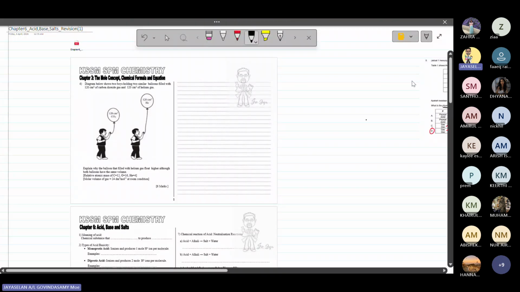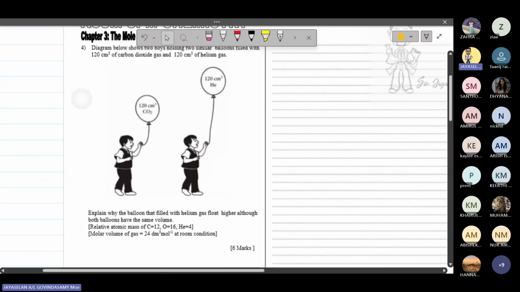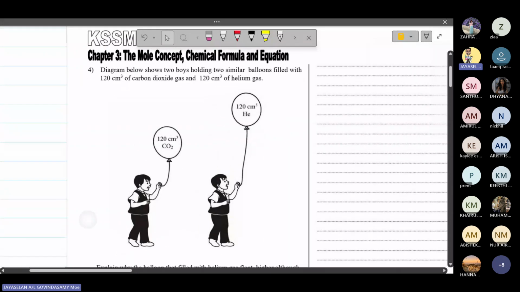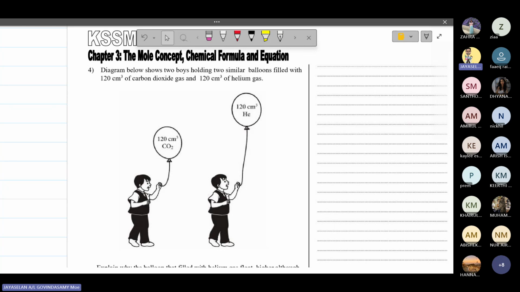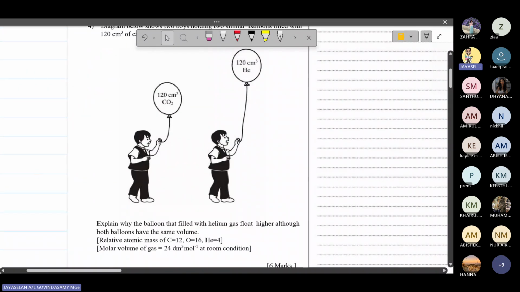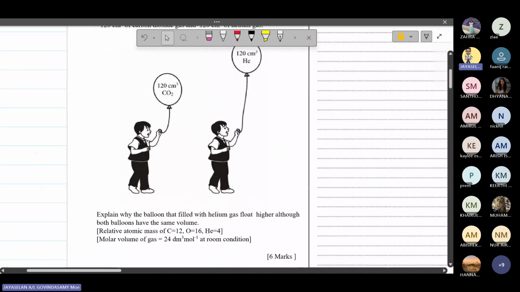Okay, now we go for another question. This one hasn't appeared in the exam for a long time. This is under which chapter? Chapter 3. Alright, chapter 3, your calculations. Once you see this question, look at the diagram. The boy is holding 2 types of balloon. One is filled with carbon dioxide, another one filled with helium gas. The helium balloon floats far, one at the very top, one lower.